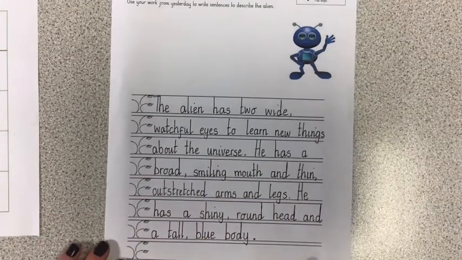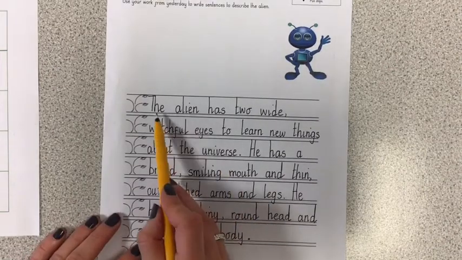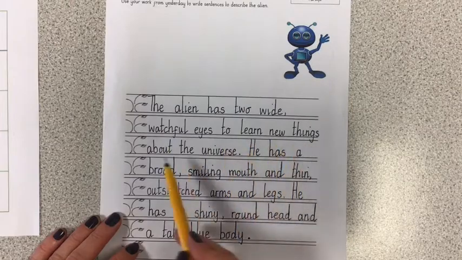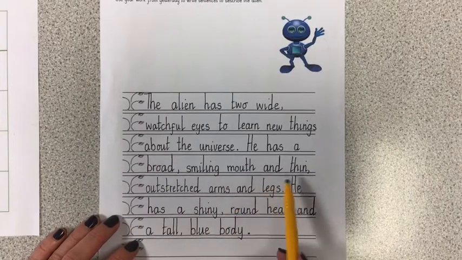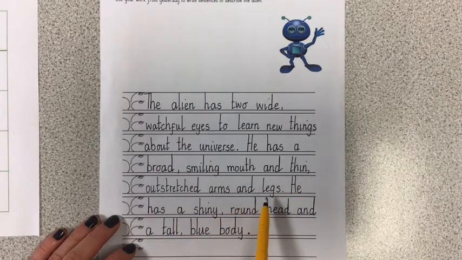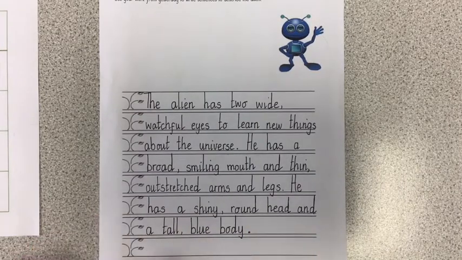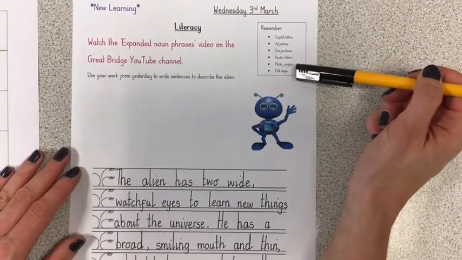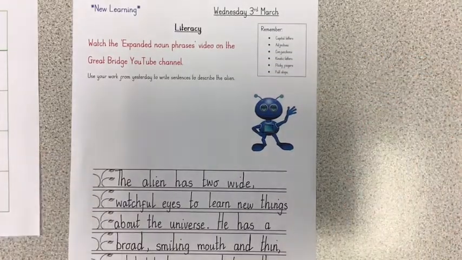So let me read all of my writing then, all of my sentences to describe the alien. The alien has two wide, watchful eyes to learn new things about the universe. He has a broad, smiling mouth and thin, outstretched arms and legs. He has a shiny round head and a tall blue body. When you've finished your sentences, have a little look. Look at your success criteria. Check that you've included all of these things in your sentences today.